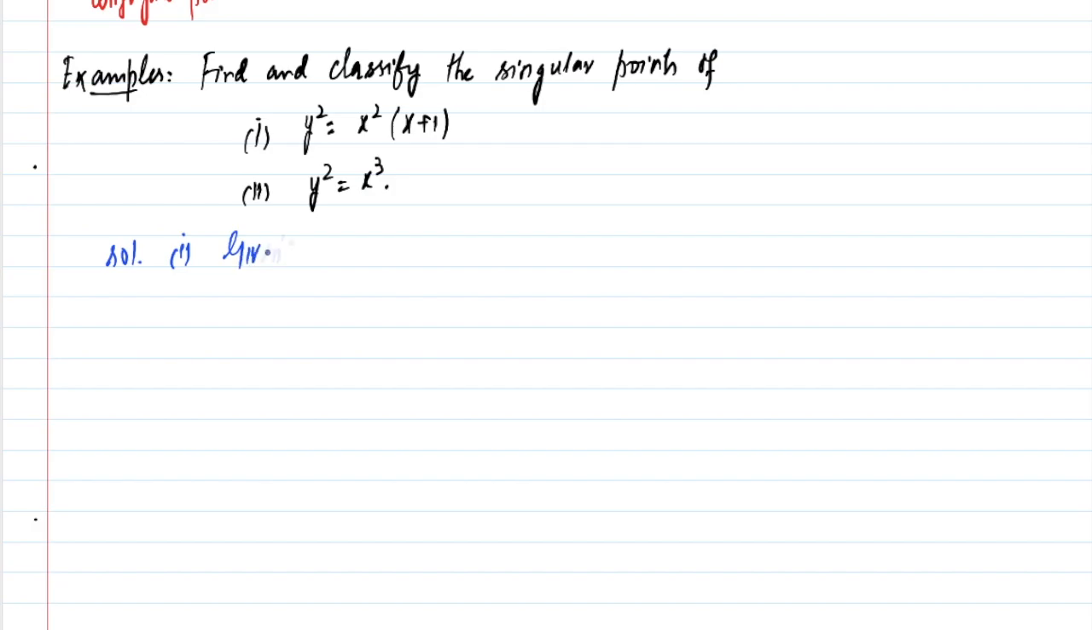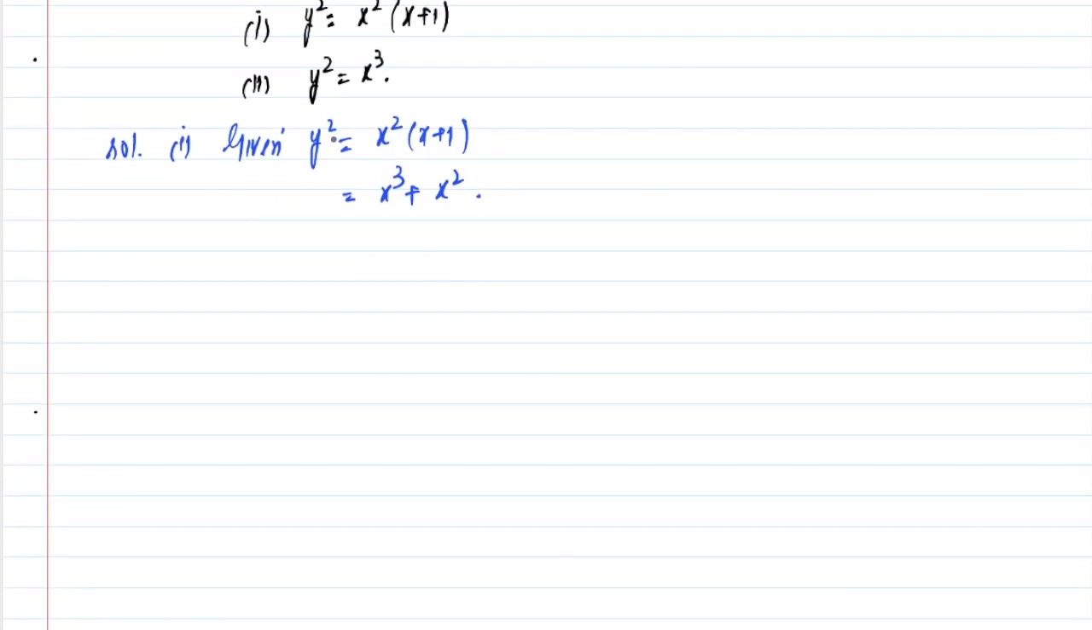First of all, we are given y square is equal to x square into x plus 1, which we can also write as x cube plus x square. Now first of all, let's find the partial derivatives of this function with respect to x and y, and then equate them to 0 to find the singular points. So we have f of x y is equal to y square minus x cube minus x square is equal to 0.